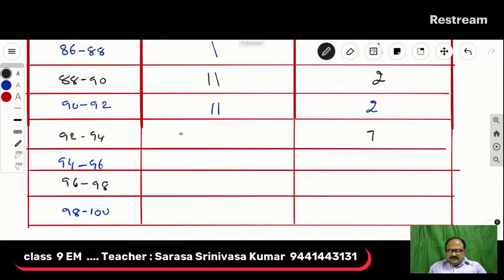Now tally marks are written as 5 plus 2. Let us observe this. 1, 2, 3, 4, 5, 6, 7. So this is 5 and this is 2. 5 plus 2, it is 7.